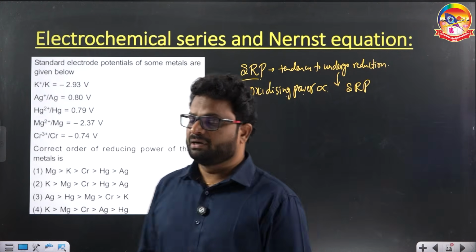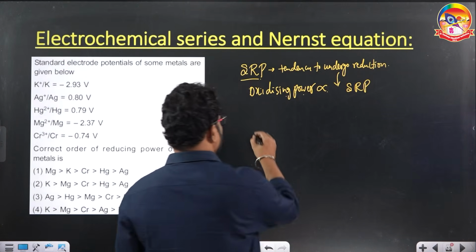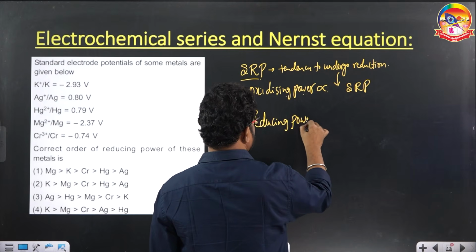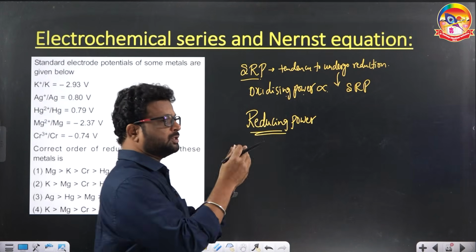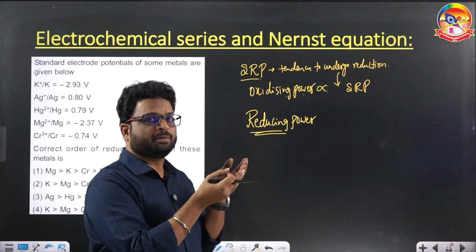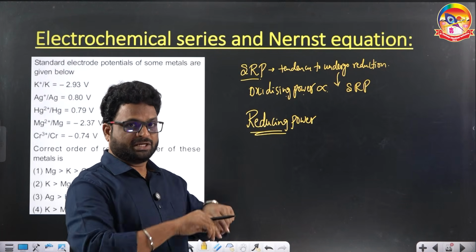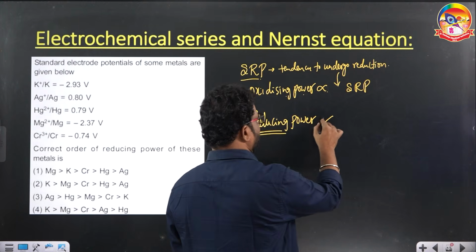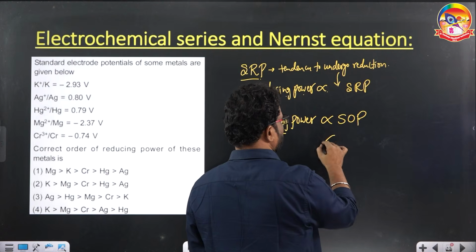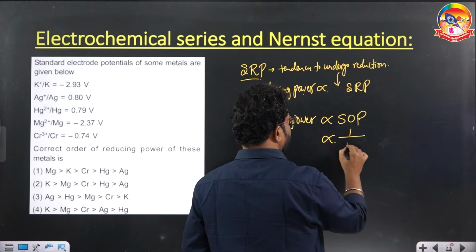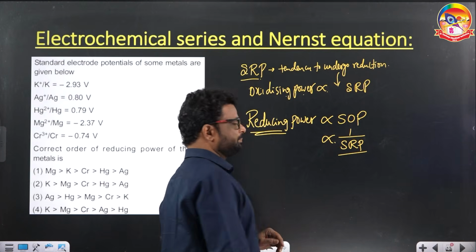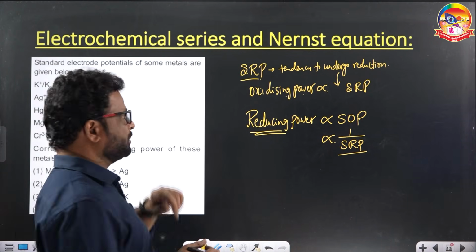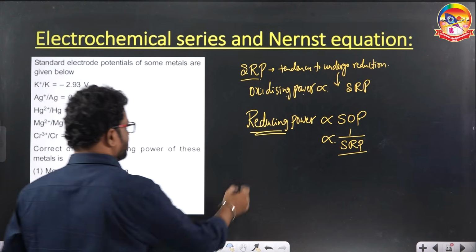Oxidizing power order will be the direct order of SRP, whereas reducing power is the measurement of the ability of a particle to reduce the other, or the ability of a particle to undergo oxidation. The ability of a particle to undergo oxidation is proportional to SOP, standard oxidation potential, but we have only SRP data. That means it is inversely proportional to SRP. Reducing power is inversely proportional to SRP, oxidizing power is directly proportional to SRP. Based on that, you can decide the order.